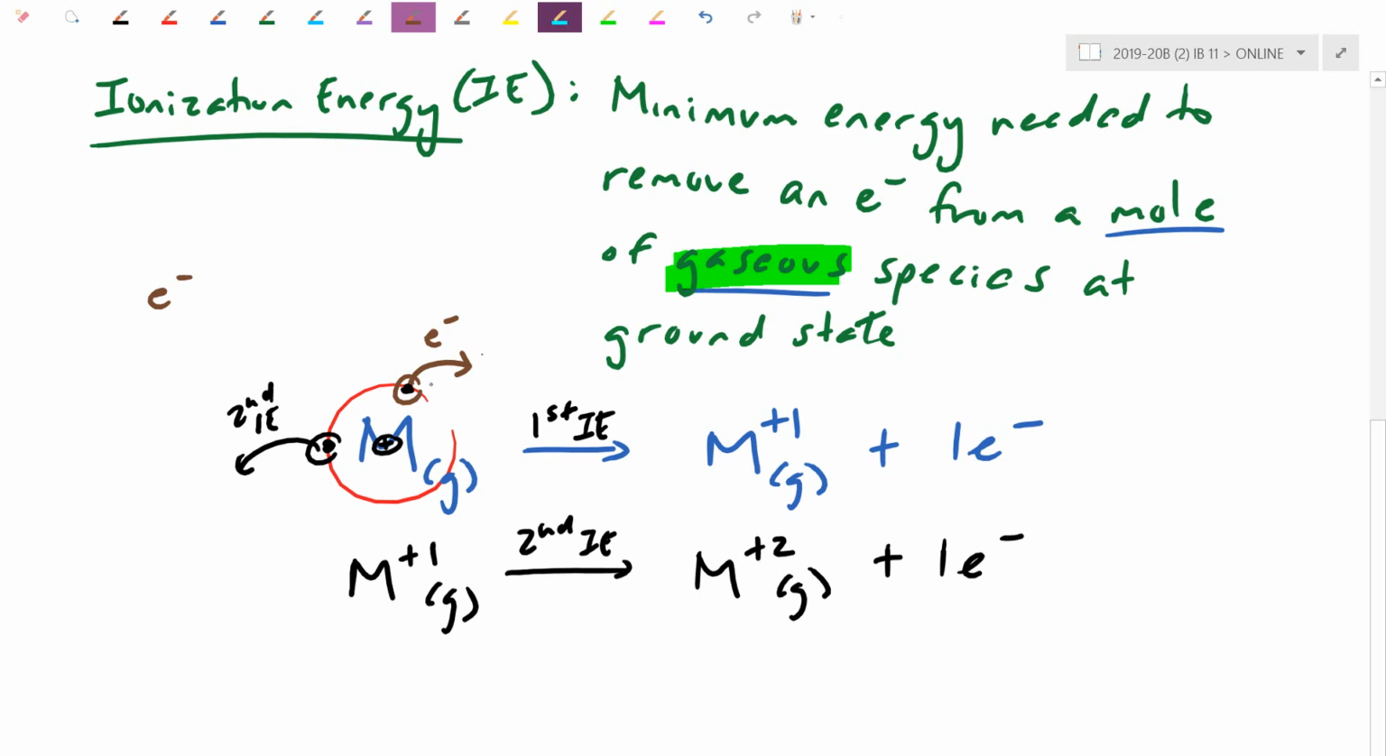So every time I remove an electron, sure enough, it actually does shrink a little bit. The second shell ends up being a little bit closer to the nucleus. So it should be a little bit harder to remove. The nucleus has a stronger, tighter hold on things that are closer to it. You need to pull harder.